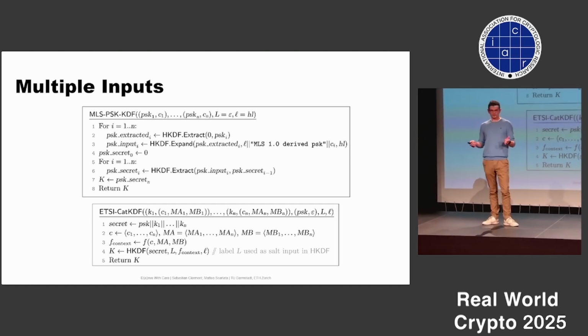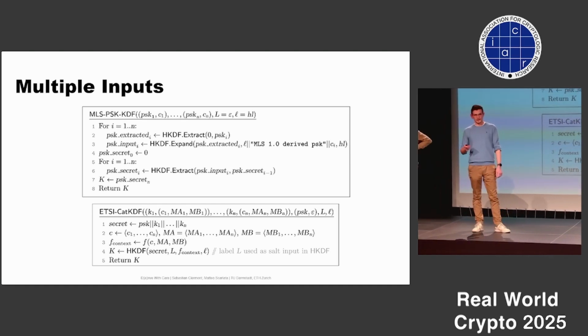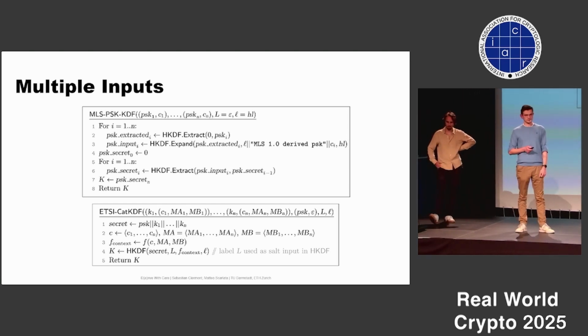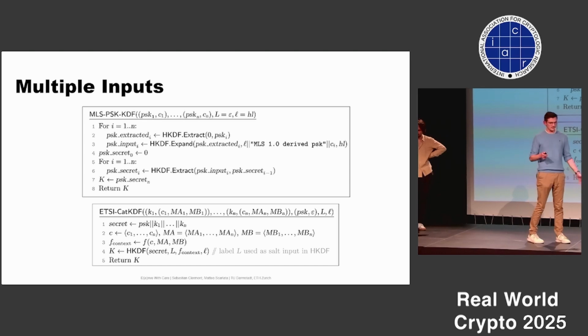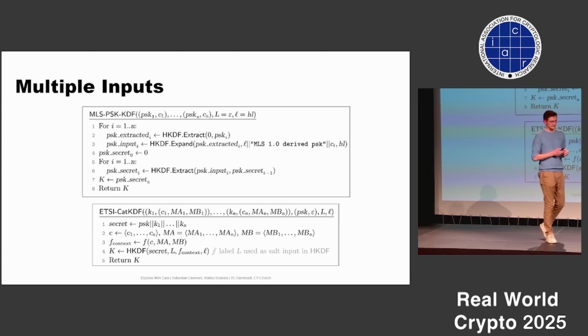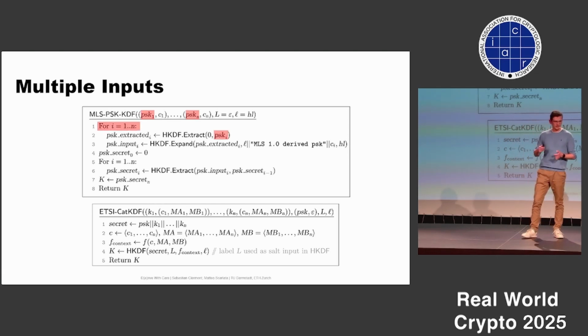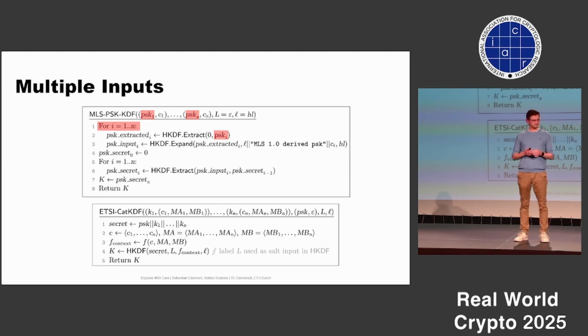So in practice, constructions have had to deal with this and have come up with solutions. I've brought with me here two examples for multi-input key derivation functions that are deployed in practice. And they do well in exemplifying the two design paradigms that we've observed. The first is the MLS PSK KDF, which is used in MLS to combine the pre-shared secrets. It uses an iterative construction and loops over the input secrets, calling HKDF multiple times on each secret.